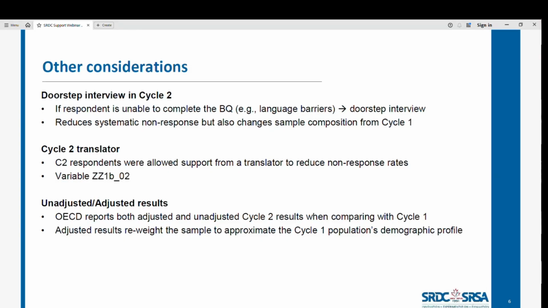And then I'll turn it over to Ashley, who will give you more direct, concrete help with actually doing these comparisons.